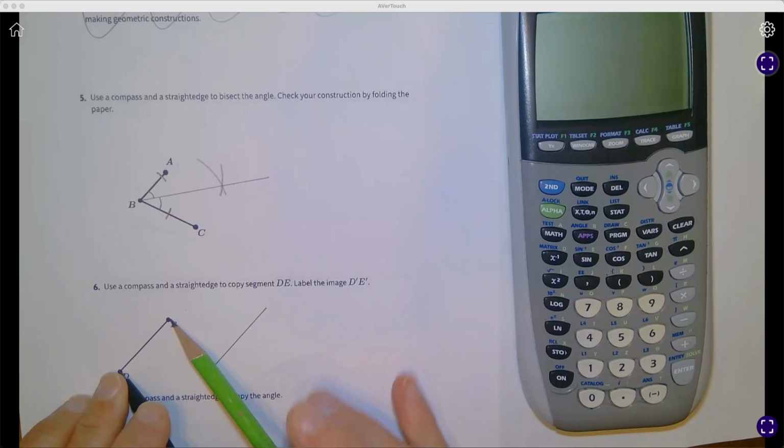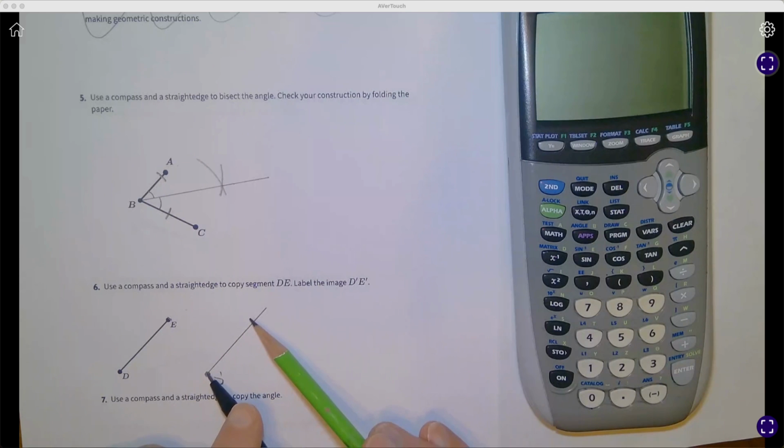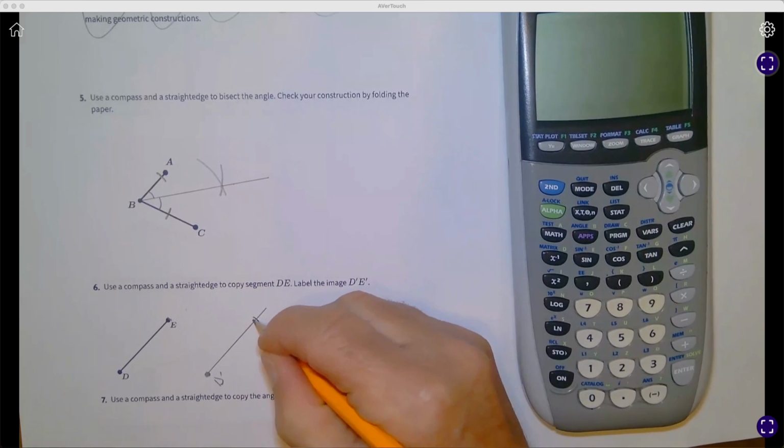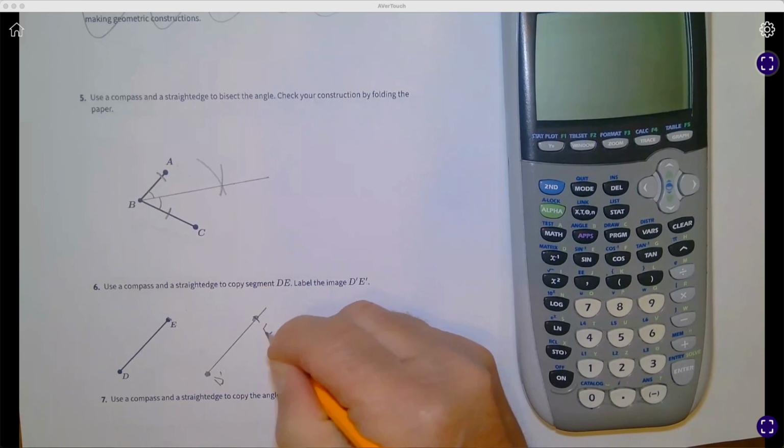Okay, so I'm going to get that there. And I'm just going to notice that distance, right? Well, what do I know? That distance has to be the same as this distance. So I'm just going to make that quick little arc right there. That is the same distance. I'm going to call that E prime.